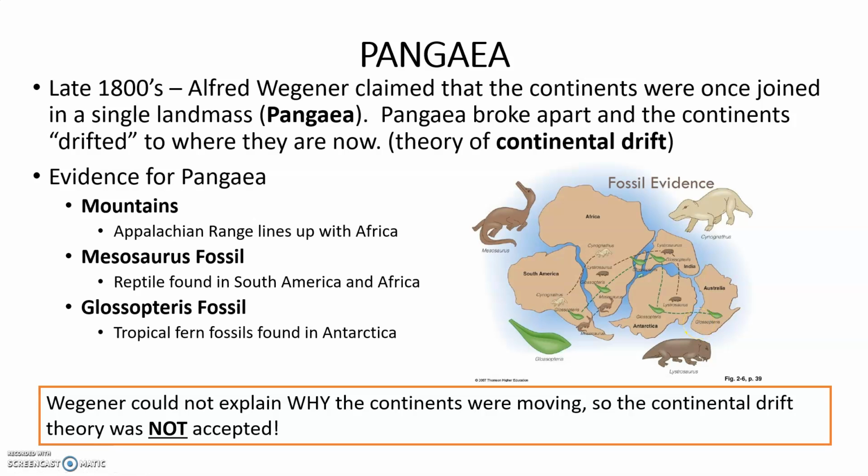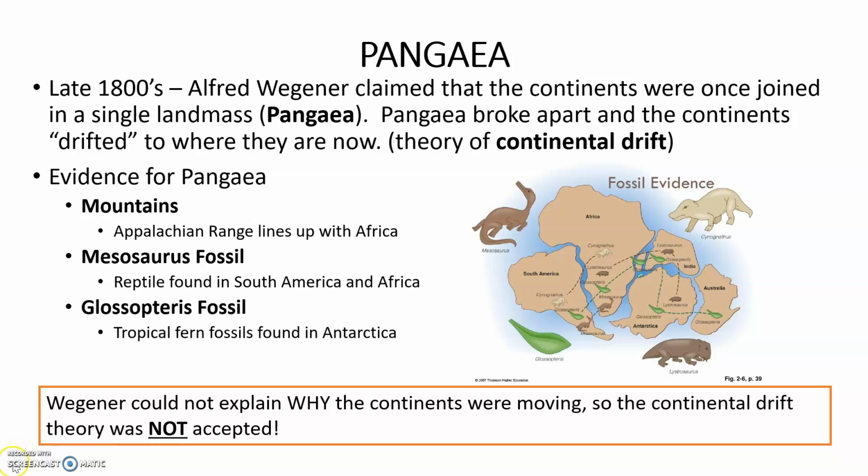All right, Pangea. In the late 1800s, a man by the name of Alfred Wegener, who was a German scientist, claimed that the continents were once joined in a single landmass called Pangea. Pangea broke apart and the continents, quote, drifted to where they are today. This is the theory of continental drift.